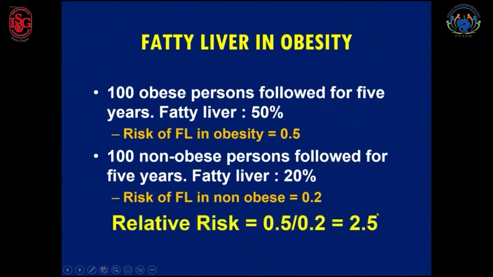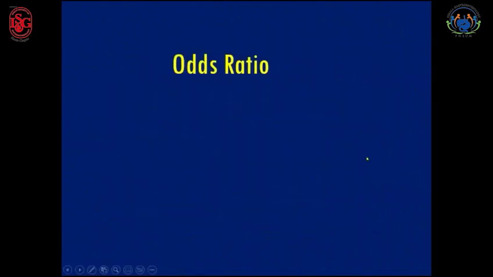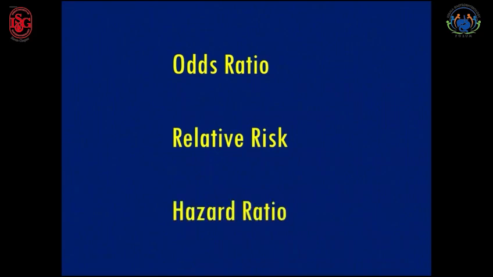So the relative risk is calculated by 0.5 divided by 0.2, which is equal to 2.5. That is how we derive the relative risk from a cohort study in which we follow these patients prospectively. We have discussed odds ratio and relative risk, and let us see now what is hazard ratio.